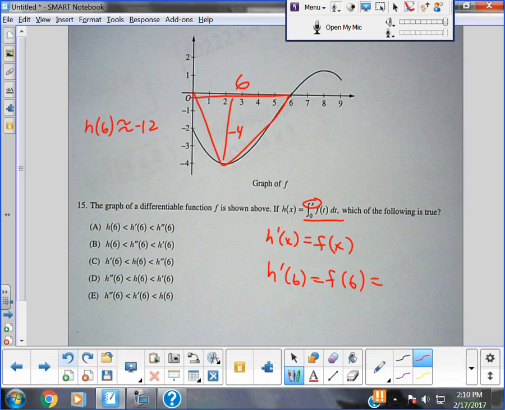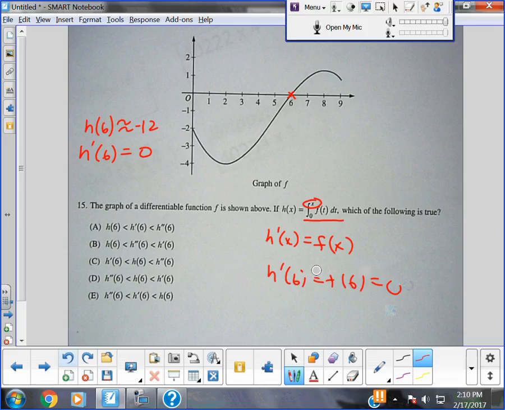Well, what is f of 6 on the graph? 0. You just read the value, everybody. F of 6 is 0. So I'll go over here and say h prime of 6 is exactly 0. I don't have to do approximate. It is 0.